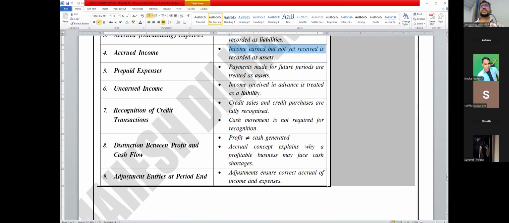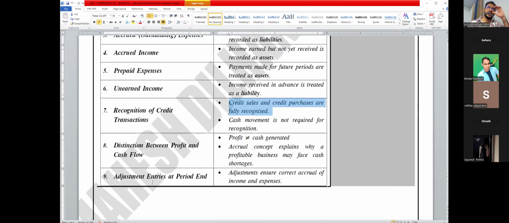Recognition of credit transactions. Credit sales and credit purchases are fully recognized. What is the accounting concept used in recognizing debtors and creditors? The accrual concept. Why? Credit sales and credit purchases are fully recognized because of this particular concept. Debtors, creditors. Nothing else.